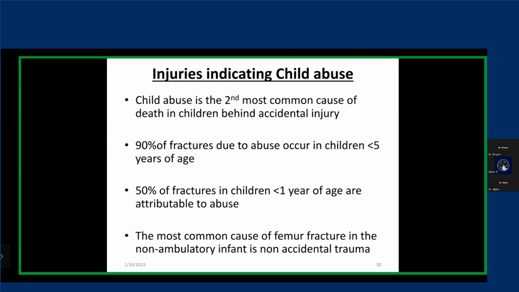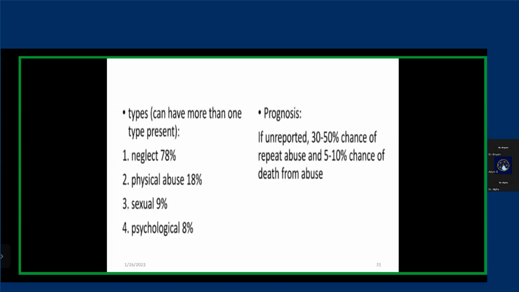So now we come to injuries that are indicating child abuse. This is important because child abuse is the second most common cause of death in children following accidental injury. And 90% of fractures due to abuse occur in children less than 5 years. And 50% of fractures in children less than 1 year are attributable to abuse. These are, of course, Western stats, and I don't have the stats for our country, but of course, abuse is ubiquitous, and musculoskeletal injuries are an early telltale sign of child abuse. And the most common cause of femur fracture in non-ambulatory infants is non-accidental trauma.